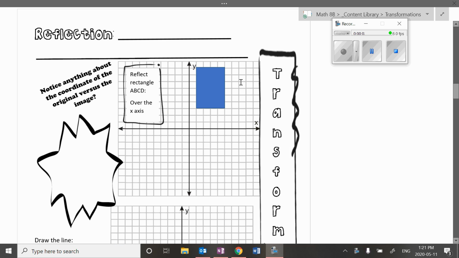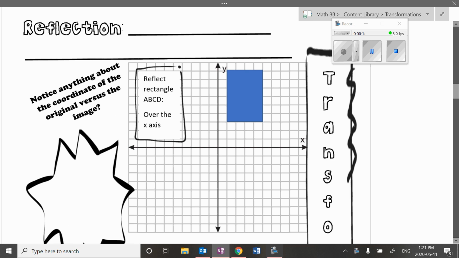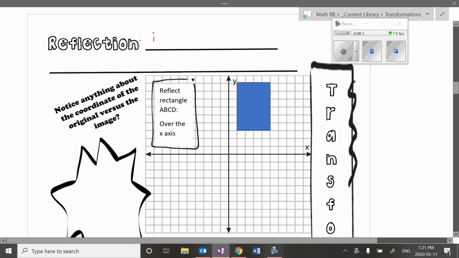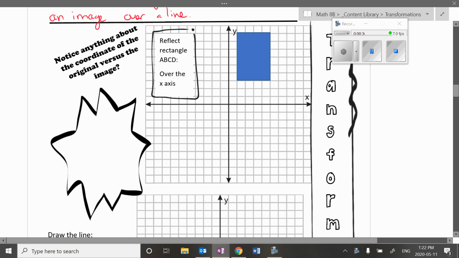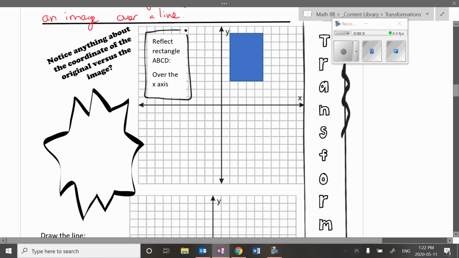Today we're going to be talking about reflections. Reflections are one of the three types of transformations. So we have translation, reflection, and rotation. Today we're talking about reflection. So reflection is flipping or mirroring an image over a line. There's a couple different types of lines that we're going to talk about. Your line could be your x or y axis, or it could be a point.